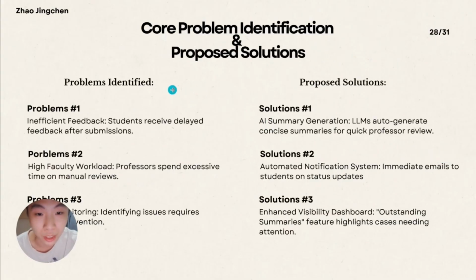Our analysis identifies 3 core challenges. They are delayed feedback for students, excessive manual workload for professors, and the lack of automated monitoring systems. To address this, we have proposed targeted solutions including AI-powered summary generation, automated notification systems, and an enhanced visibility dashboard for priority cases.